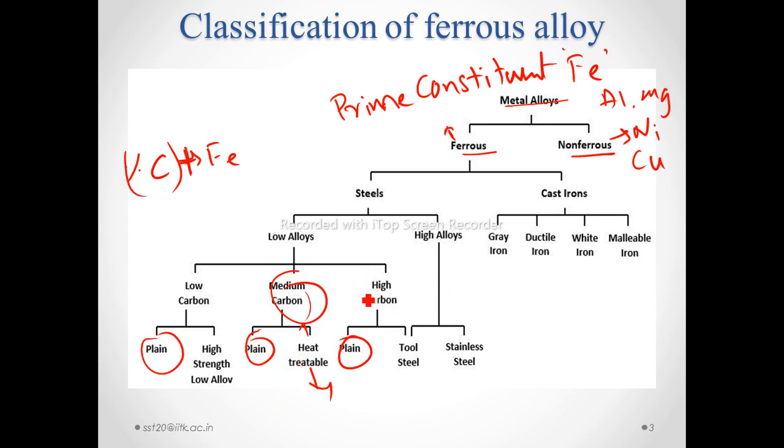And whereas high carbon steel is again divided into tool steel. And high alloy steels are divided into stainless steel. Stainless steel mainly consists of 11% chromium. Due to this, it has a corrosion resistance property. We will see this stainless steel in detail in this video lecture. This is the whole classification of a ferrous alloy.